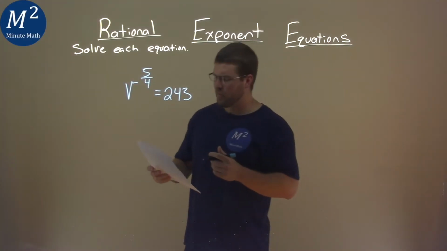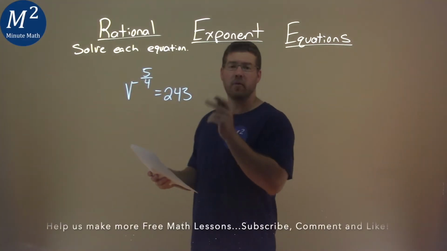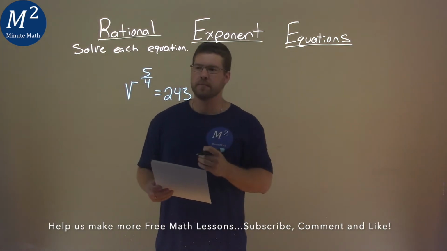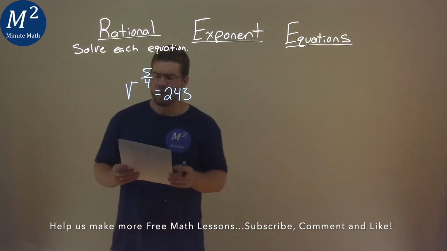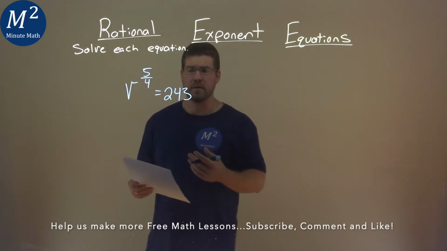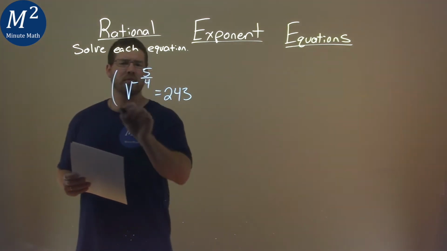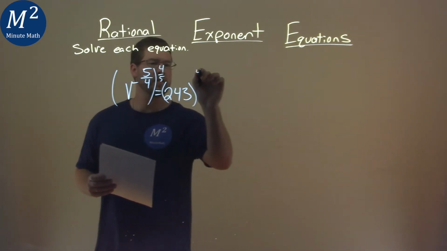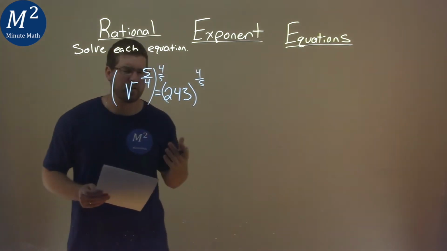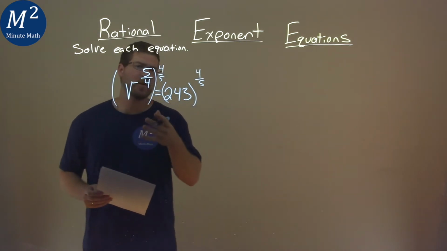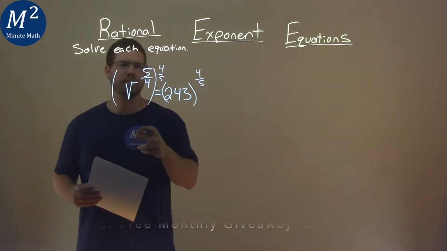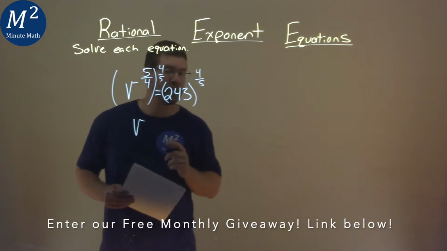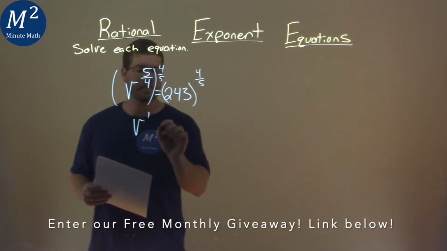We're given this problem right here. V to the 5/4 power equals 243, and we're going to solve this equation. Well, to get rid of the 5/4 power here, I have to take both sides and raise them to the 4/5 power, like so. That's our rules of exponents. What this allows me to do is get V really by itself. Our rules of exponents say we take a 5/4, multiply it by 4/5, and that becomes a 1.